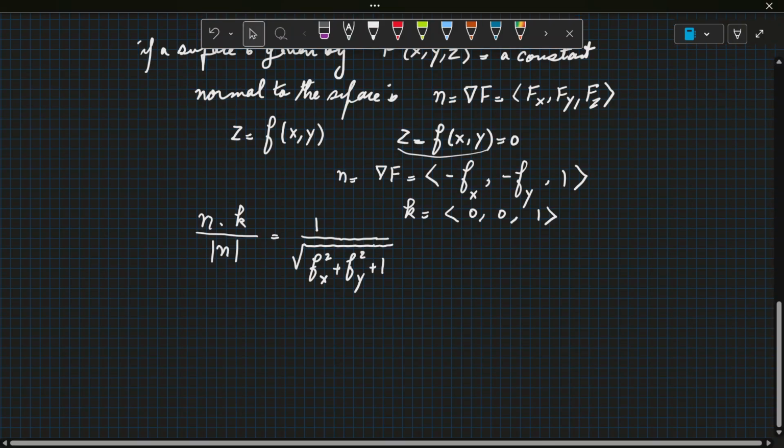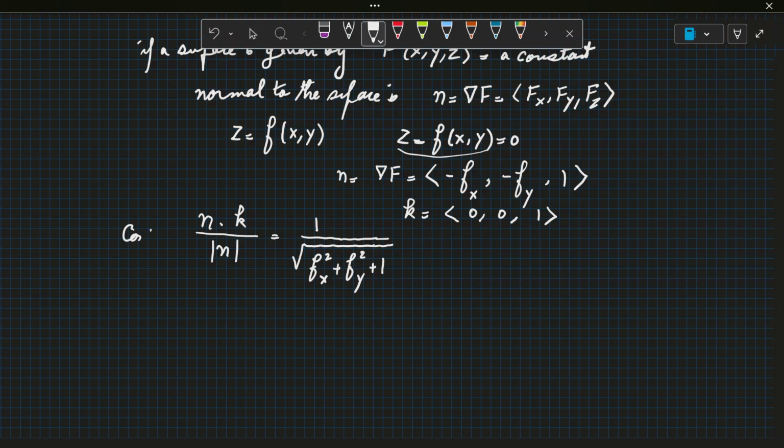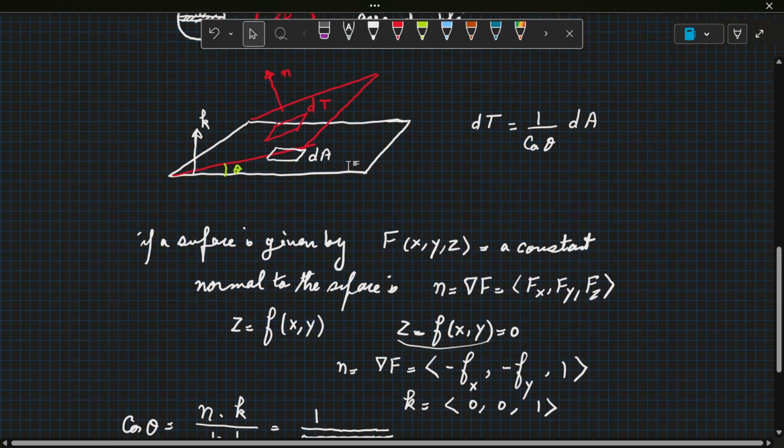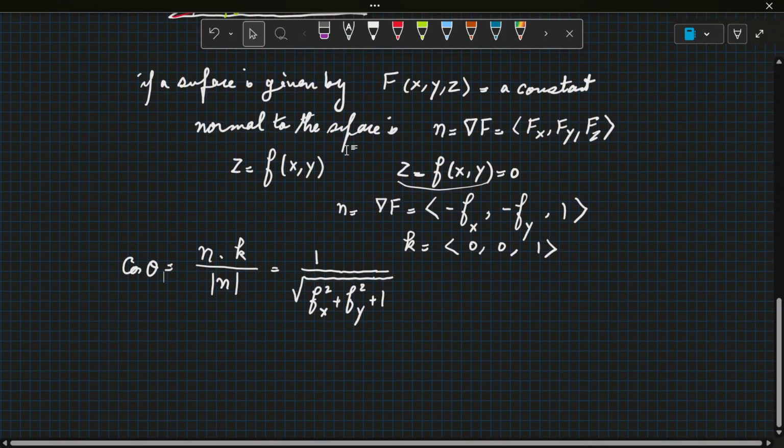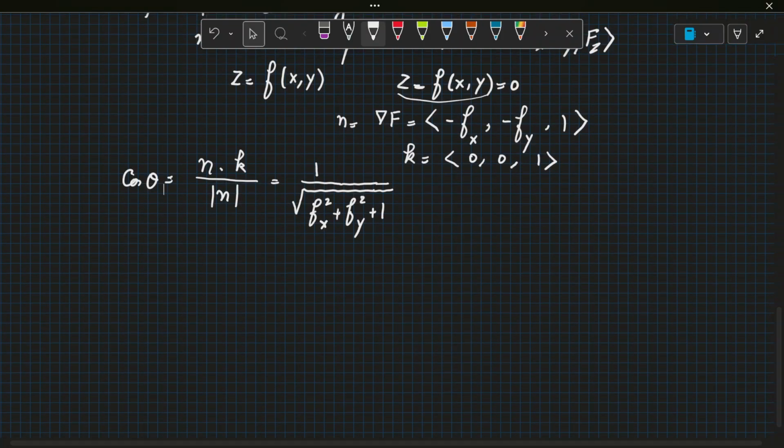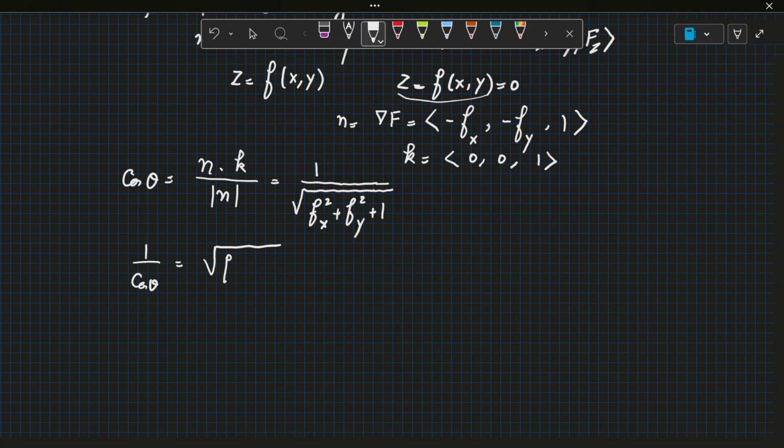So what was n dot k over n? That's going to be, of course, cosine of theta. That's the relationship we had. Cosine of theta was n dot k over n. So then, of course, 1 over cosine of theta is going to be the reciprocal of this radical. It is going to be the square root of f sub x squared plus f sub y squared plus 1.